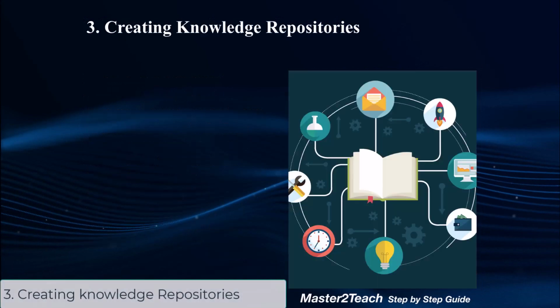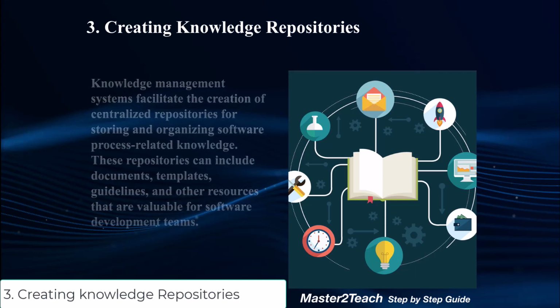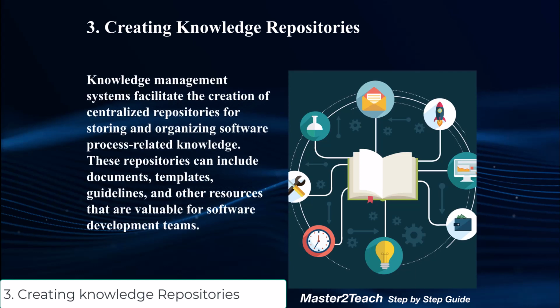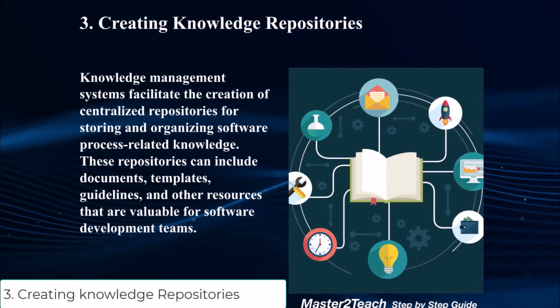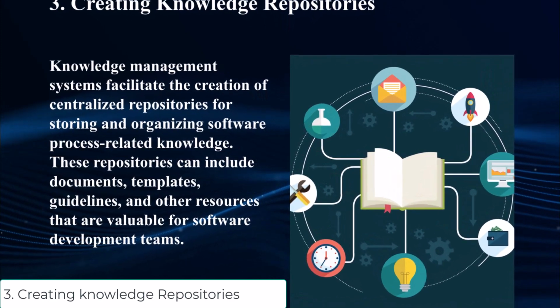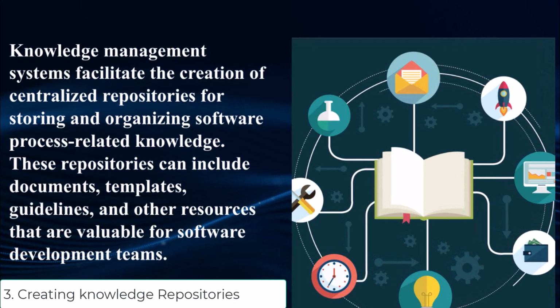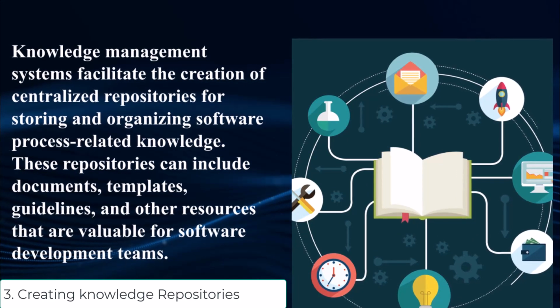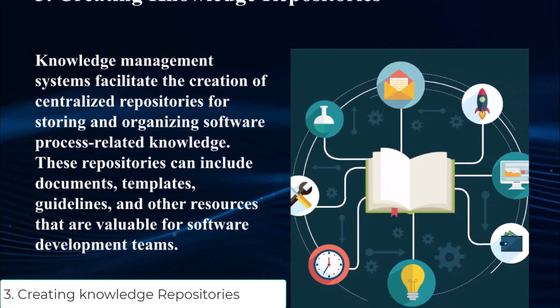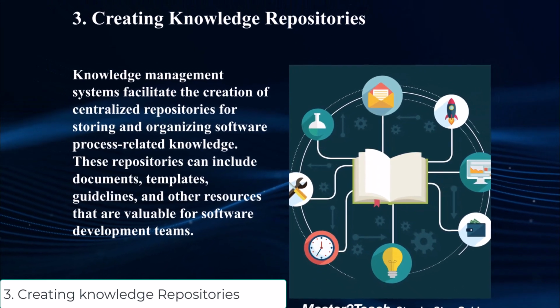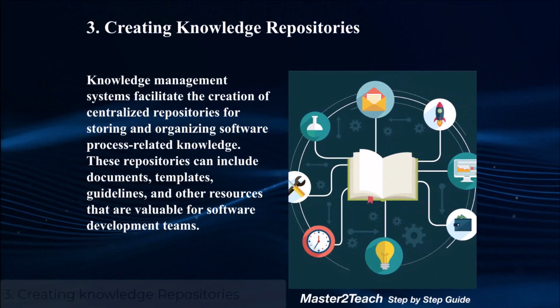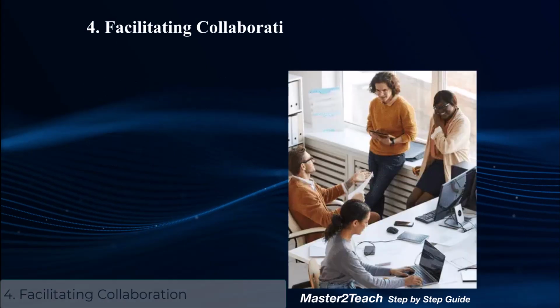Creating knowledge repositories. Knowledge management systems facilitate the creation of a centralized repository for storing and organizing software process-related knowledge. These repositories can include documents, templates, guidelines, and other resources that are valuable for software development teams. By providing easy access to relevant information, knowledge repositories support knowledge sharing and collaboration among team members, which is essential for SPI efforts.